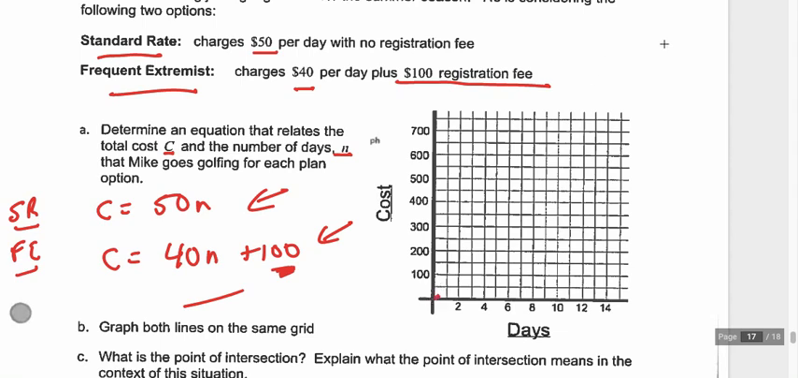You plot this one here. Okay, so if you want to plot this, you can make a table of values, right? So I have N and I have C. And what I say is if I don't go golfing ever, I don't pay anything, okay, for the first one. So this is the standard rate. So I have 0 and 0. If I go once, then I go 50 times 1, which is 50. So the point (1, 50) is there.